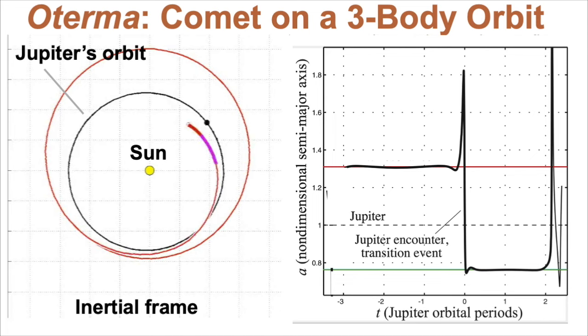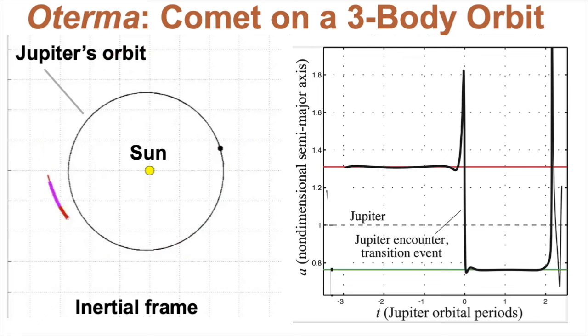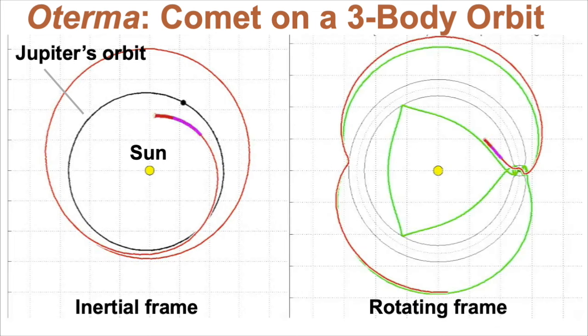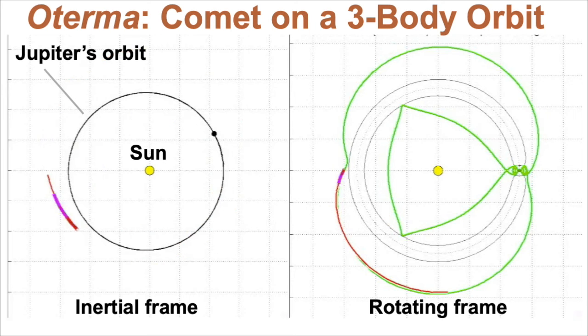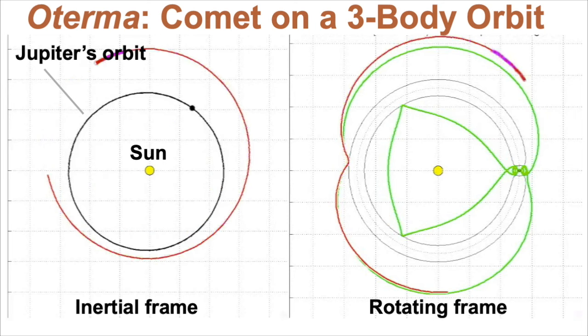This is only to show that you wouldn't just depend on heliocentric orbital elements to describe this object. And in fact, if you project the motion of the comet into the rotating frame of Sun and Jupiter, it actually reveals something that wasn't otherwise there.